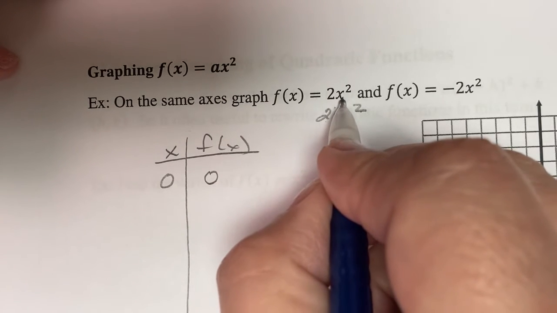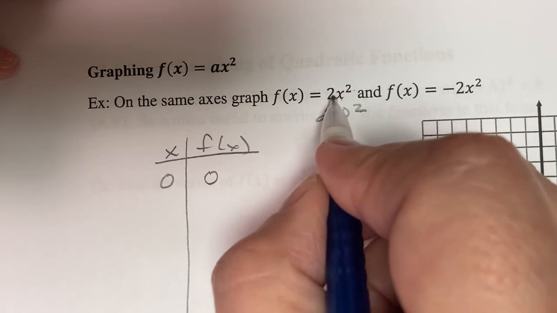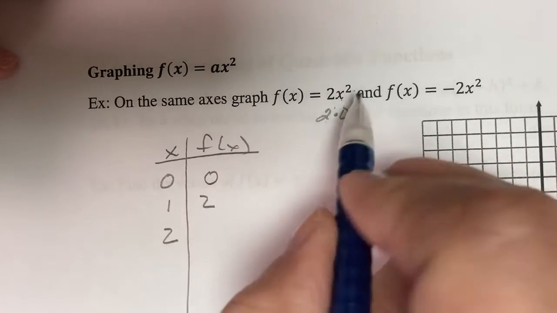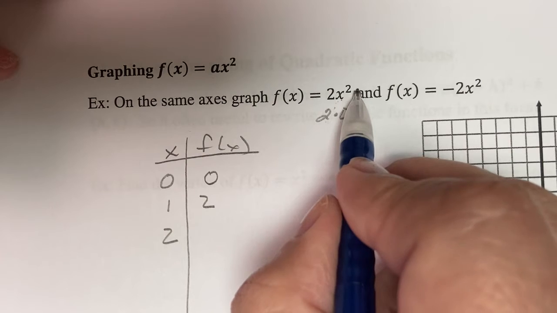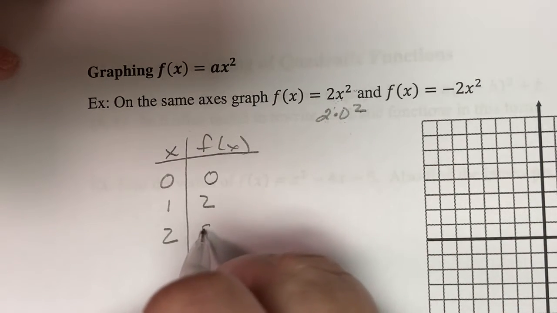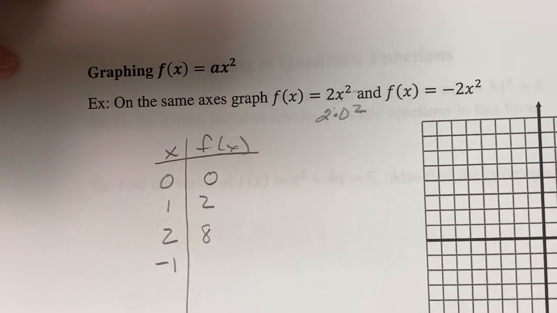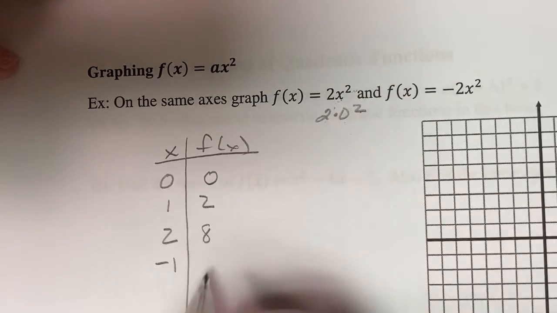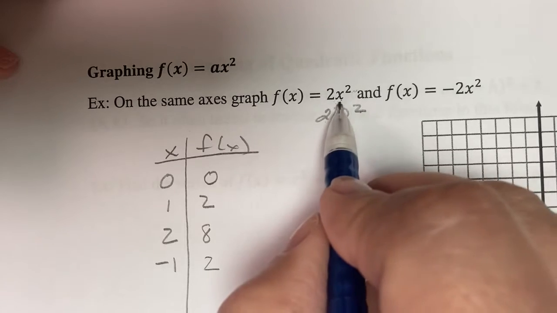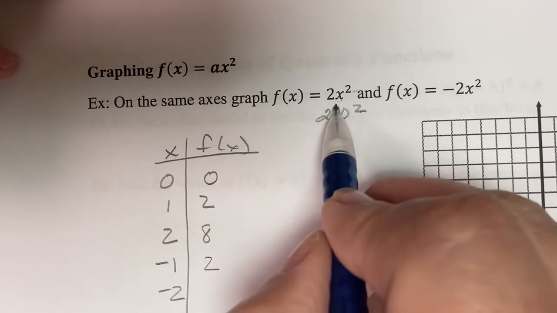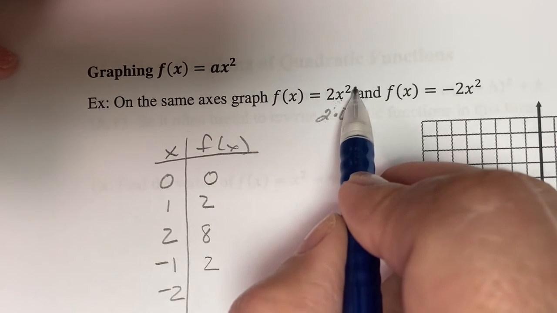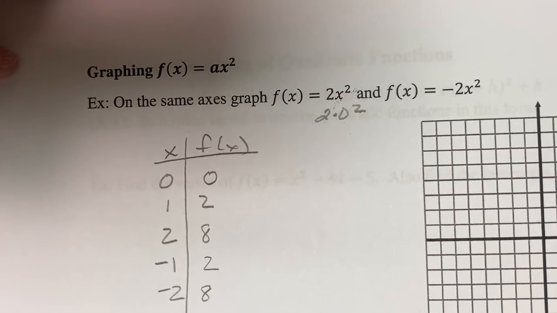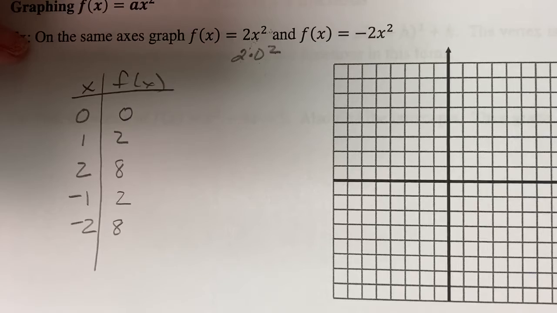If I plug in a 1, 1 squared is 1, times 2 is 2. If I plug in a 2, 2 squared is 4, times 2 is 8. Let's go -1. Plugging in a -1, -1 squared is 1, times 2 is 2. And finally, let's plug in a -2. -2 squared is 4, times 2 is 8. So let's see what that does to our parent graph.